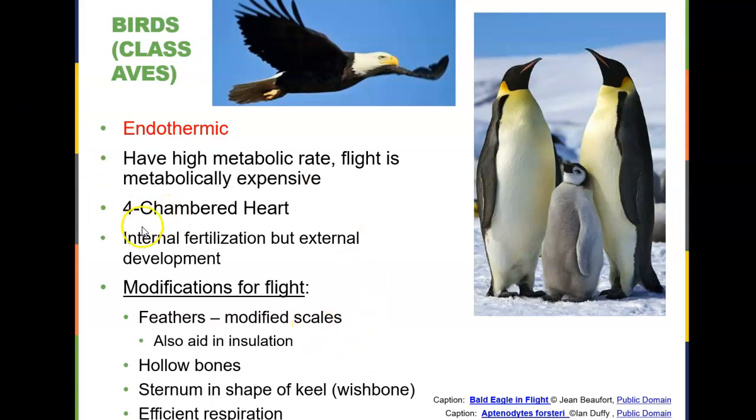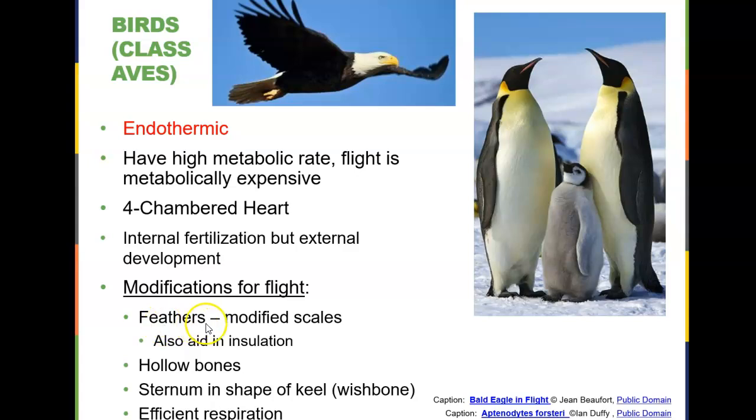All birds have internal fertilization, but external development. So similar to the reptiles, there is a mating in which sperm is transferred from the male to the female. Fertilization occurs internally in the female, but then eggs are laid and there's external development of the young. Now, because of this ability for most birds to fly, they have special modifications to their body plan.